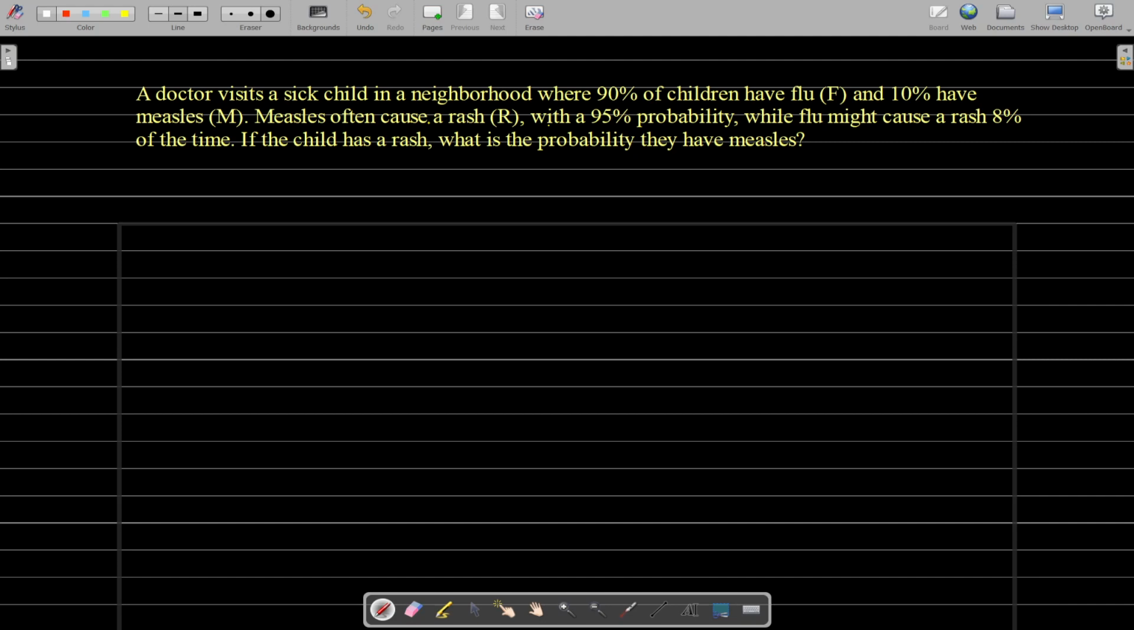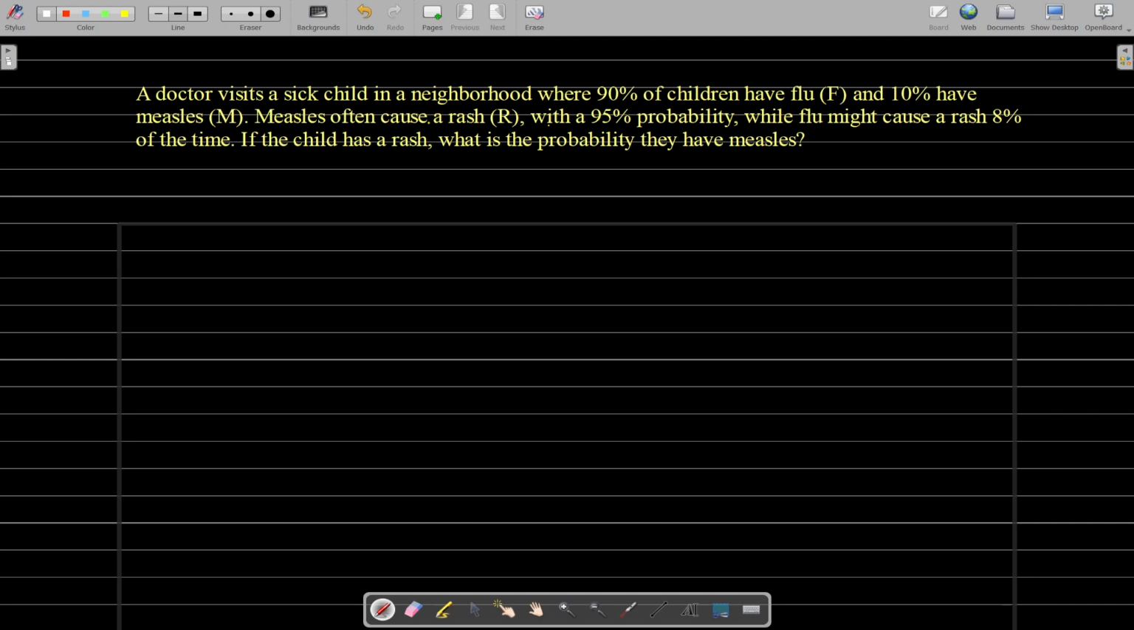So let's start. The question is pretty simple. A doctor visits a sick child in a neighborhood where 90% of the kids have the flu, 10% have the measles. Measles often causes a rash with a 95% probability, while flu causes a rash with 8% probability. If the doctor finds a rash on the child, what is the probability that the child has measles?